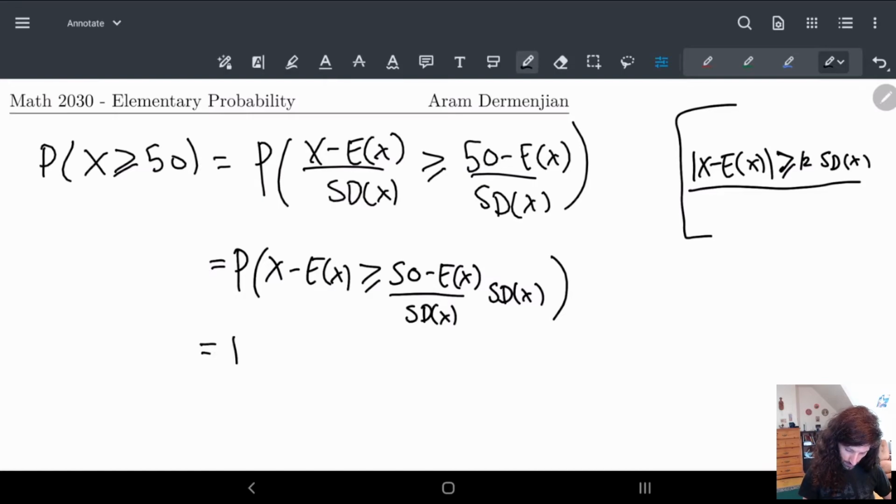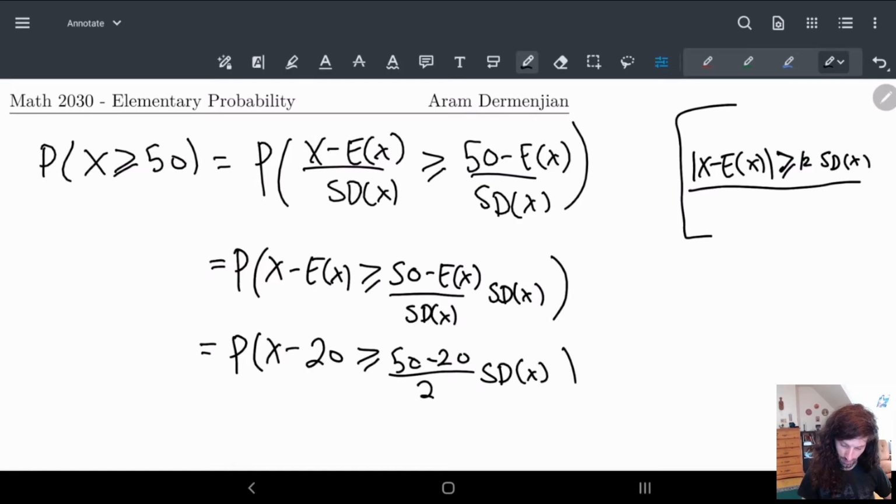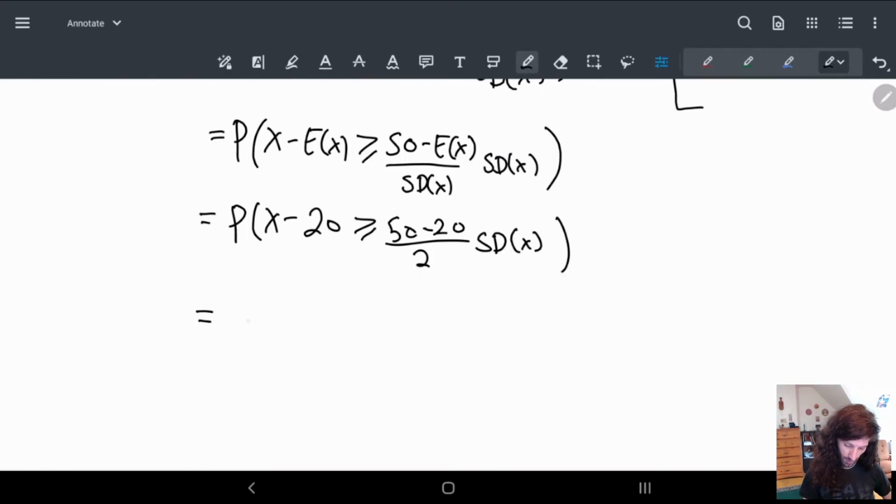Okay, so what do we have? Let's plug in some numbers. So we have X minus 20 greater than 50 minus 20 over the standard deviation, which was 2. And this one we will keep here because I really want to emphasize this SD of X for now. So here we have the probability that X minus 20 is greater than or equal to, 30 divided by 2, which is 15, SD of X.